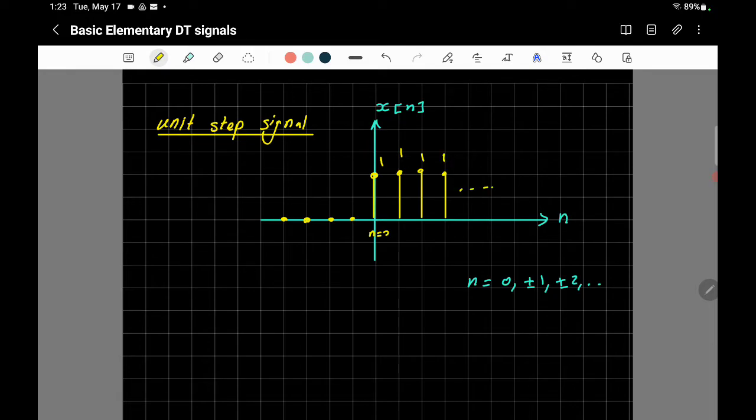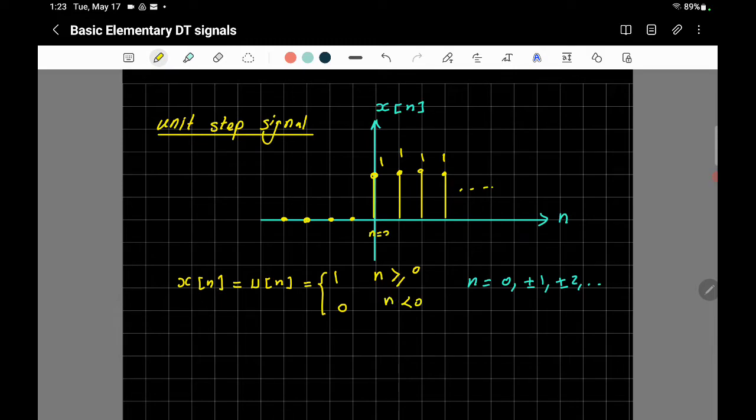So how do we express x of n? We agree that we are going to use the letter u for the unit step, u of n, and that will be equal to 1 when n is greater than or equal to 0 and 0 otherwise. Remember, or you can, if you want to make it clear, when n is less than 0. And you have to remember, n is always an integer.